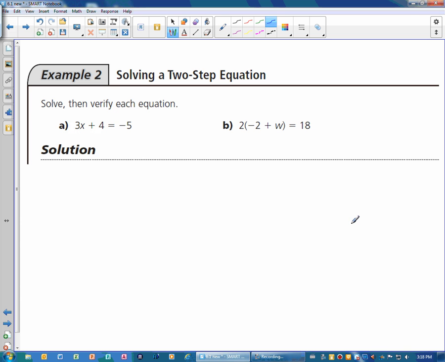All right, solving a two-step equation. The first question says 3x plus 4 equals negative 5. It asks us to verify it. That just means plug it in and make sure it works. So let's set up our question: 3x plus 4 makes negative 5. Please, if you can, draw that line. It really makes a difference.